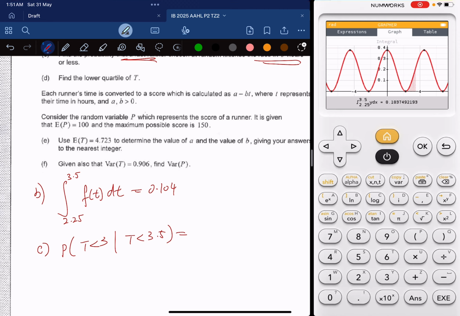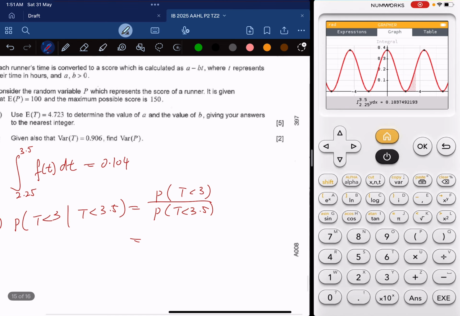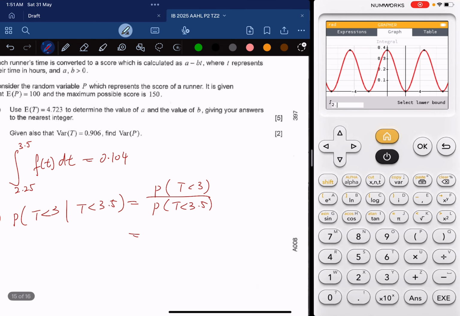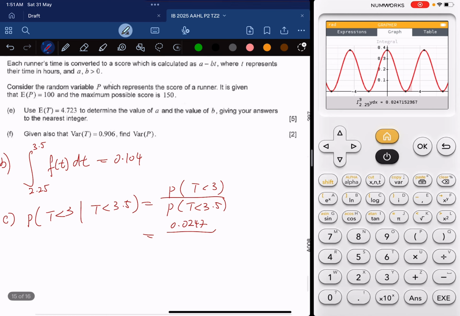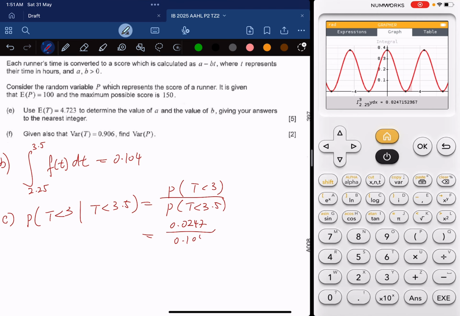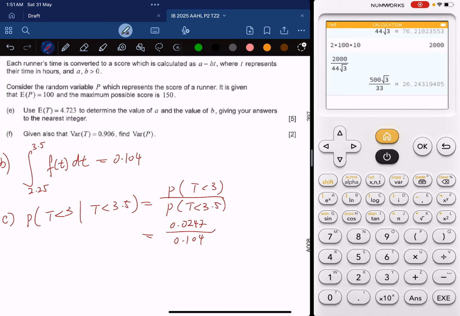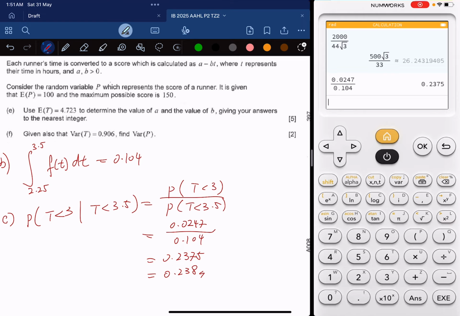Okay, so if we apply the formula, it's both of them at the same time, so t less than 3 over the probability of t less than 3.5. Okay, so we type it out in our calc, same thing. So t less than 3, I think we need to calculate that. So 2.25 and then 3. Okay, so 0.0247. And then for 3.5, we got that already, so it's just 0.104, right? So 0.0247 divided by 0.104 is 0.2375, 0.238 basically. Okay, so C is done.